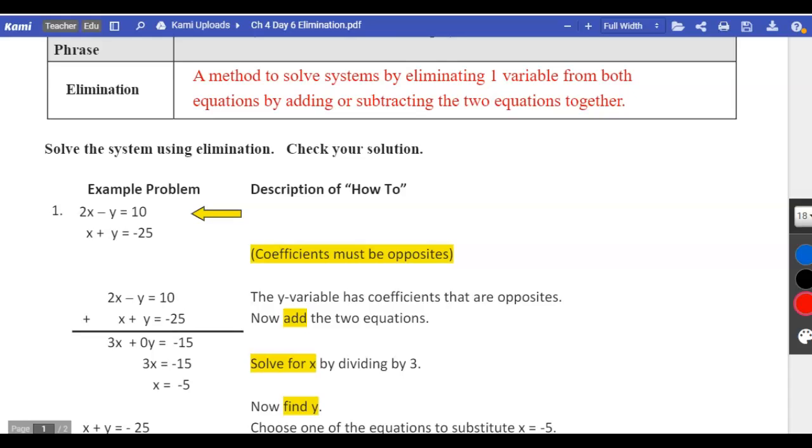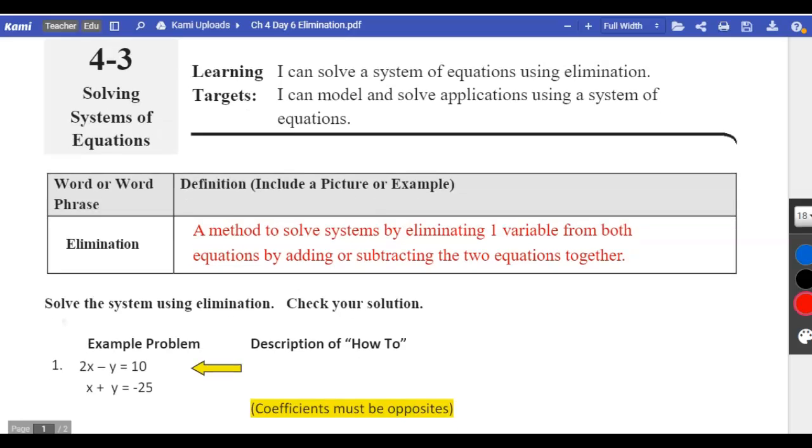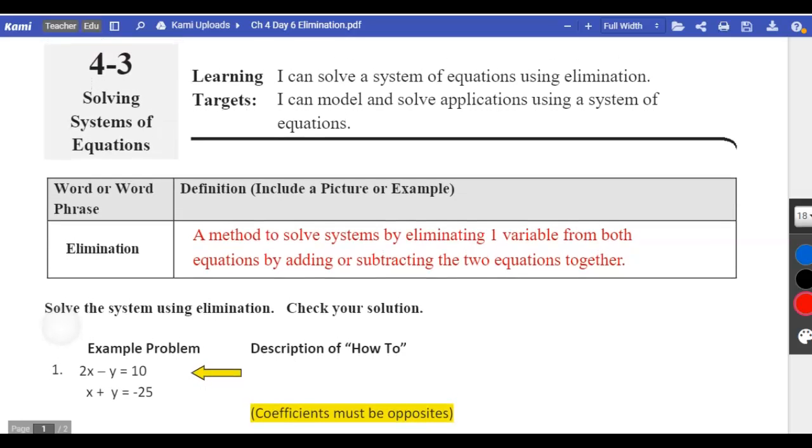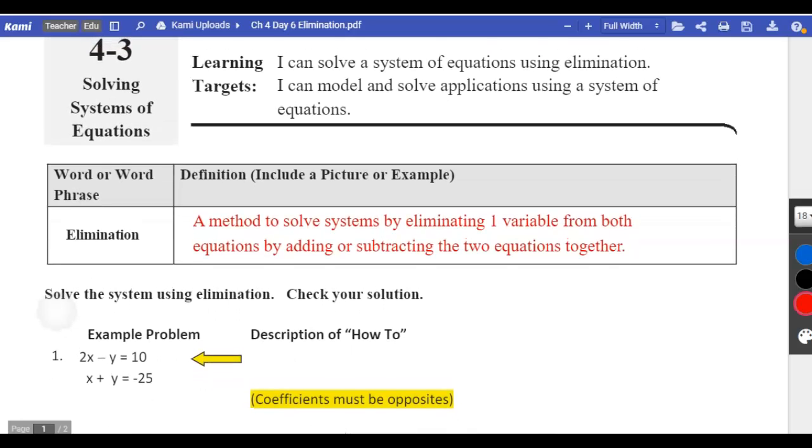All right, we are moving on with elimination. Thinking this video hopefully won't be too long, but I say that sometimes and it's 20 minutes.